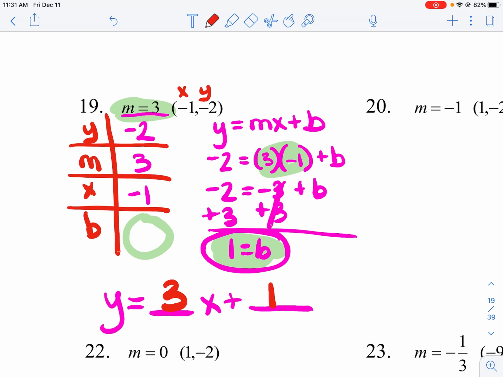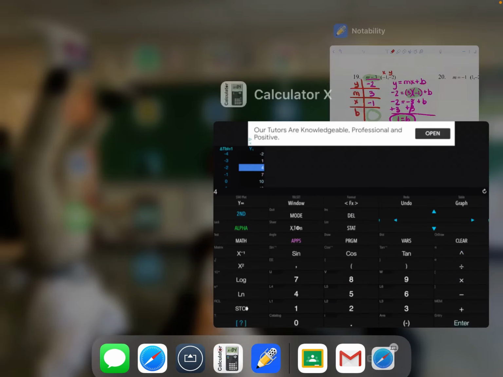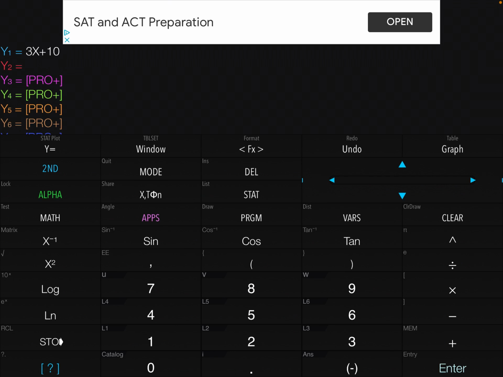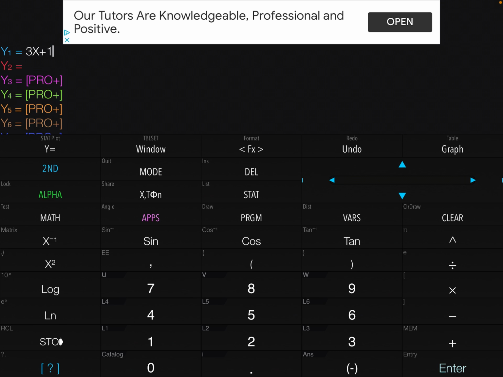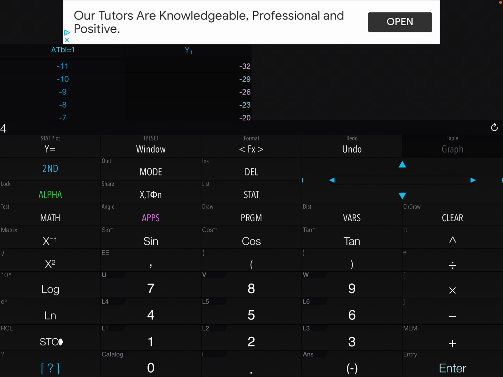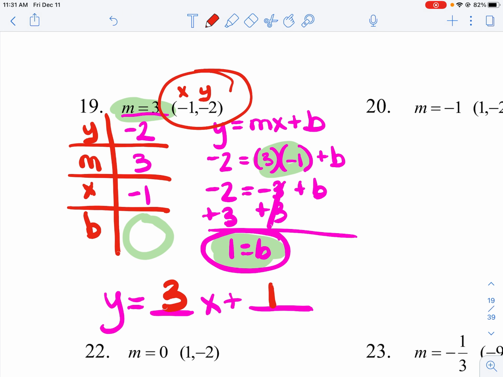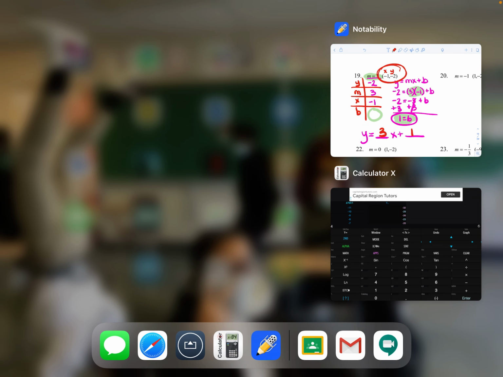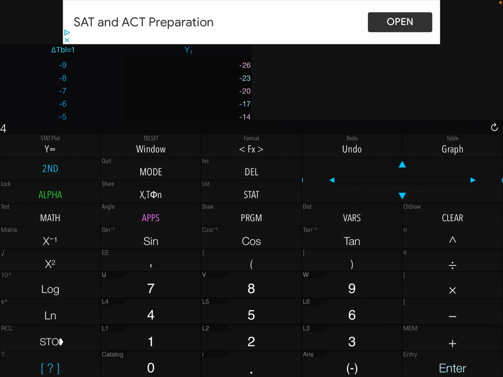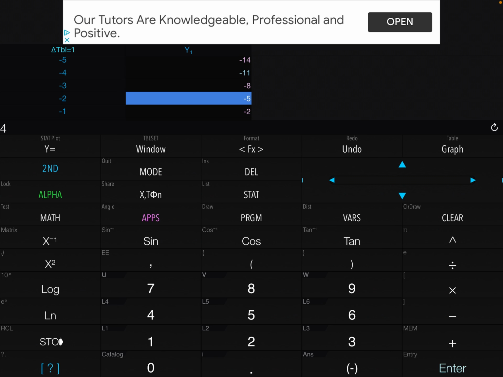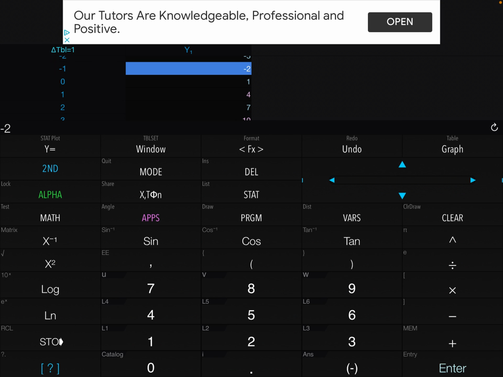Now let's just check our work here to make sure. I'm going to go to my graphing calculator and hit y equals, and I'm going to type in 3x plus 1. Now I'm going to hit second table. And what point do we want to check? We want to see if this point here, negative 1, negative 2, is here. So let's go to negative 1 in our table. Does negative 2 map to negative 1? It absolutely does. So we know we have the right work.